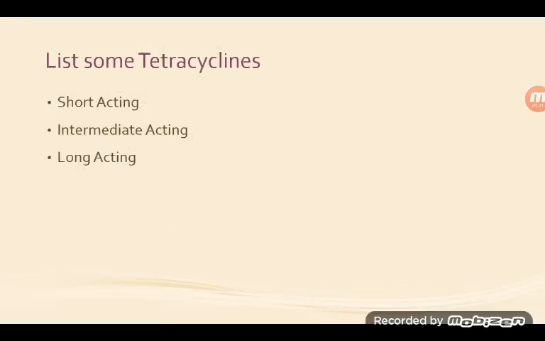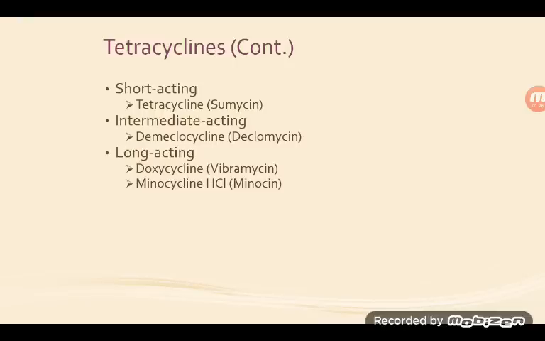List some tetracyclines, short, intermediate, and long-acting. Short-acting: tetracycline, Sumycin. Intermediate-acting: demeclocycline, Declomycin. Long-acting: doxycycline, which is also called Vibramycin, and minocycline, which is called Minocin. Minocin is used for acne in children. Not young children under 8 years old, of course, but in adolescents.